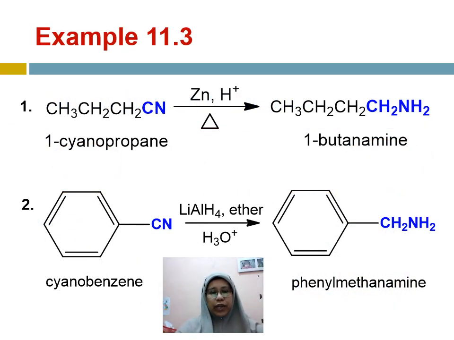Example 11.3, let's reduce 1-cyanopropane to become 1-butanamine. You can see here, notice that the number of carbon is increasing by 1 from the original haloalkane that we used to form this nitrile compound. Second question, cyanobenzene. We reduce this compound to form phenyl methanamine.